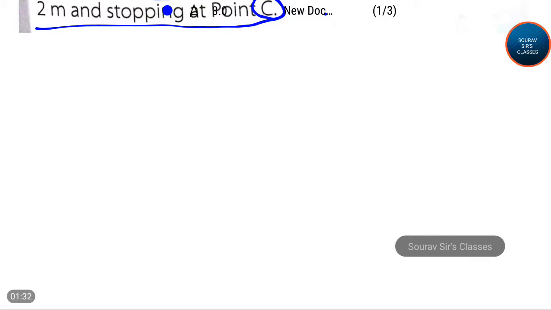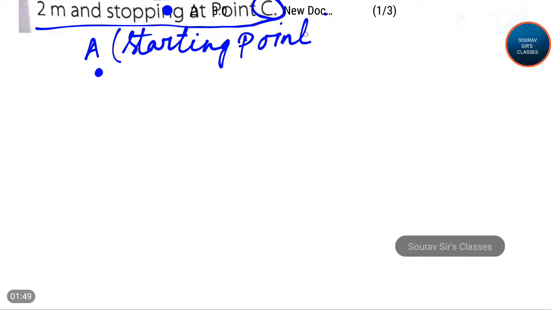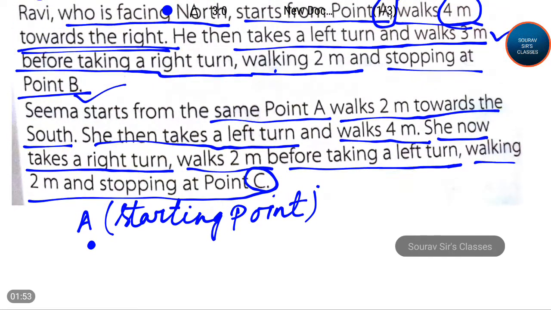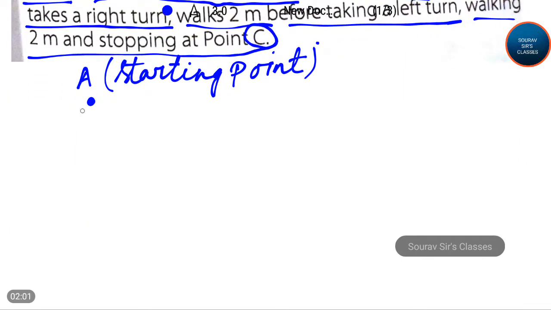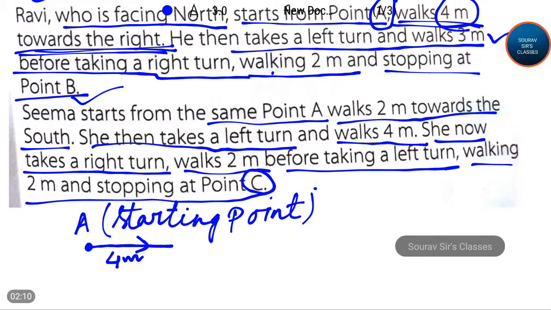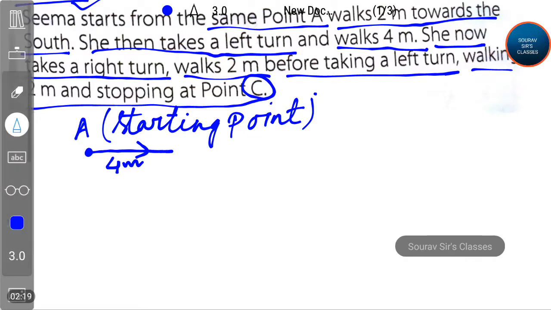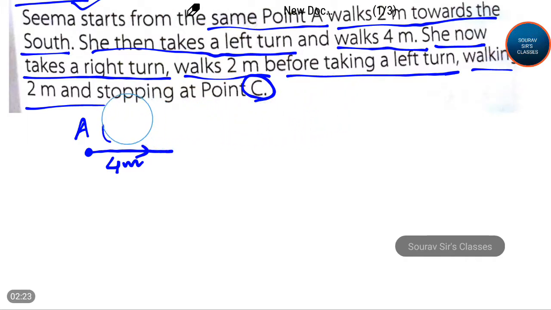So, let's consider this point as A, and this is the starting point. Now, it was said that Ravi walks 4 meters towards the right. So for Ravi, this side is 4 meters towards the right. Then he takes a left turn and walks 3 meters. In this side, this is the left turn and this is 3 meters.